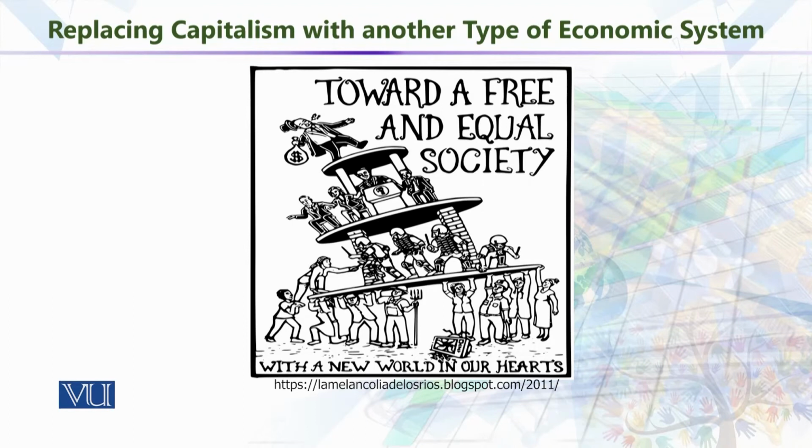Look at this slide, toward a free and equal society. It is impossible. How staggering, how imbalanced it is, because of population growth in the developing world and industrial growth in the developed world.